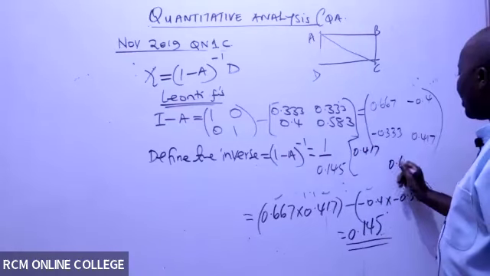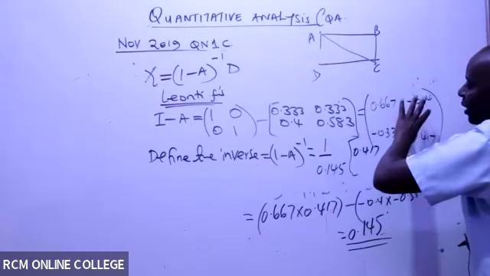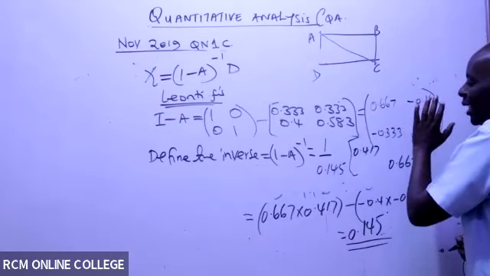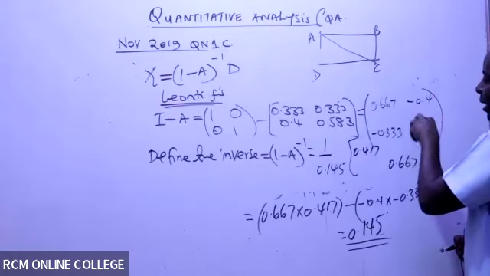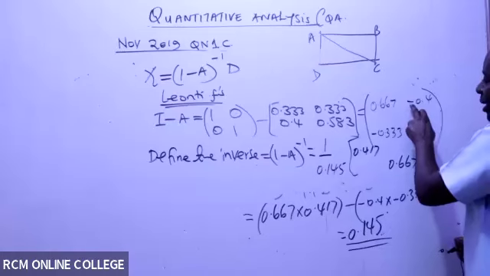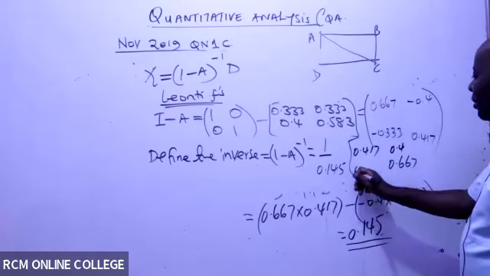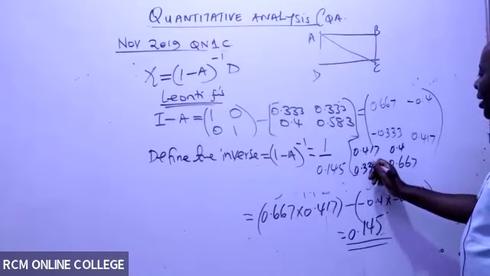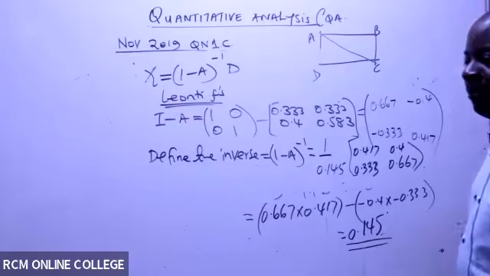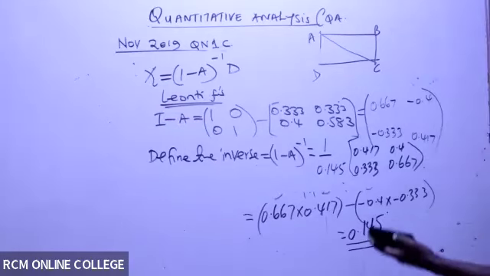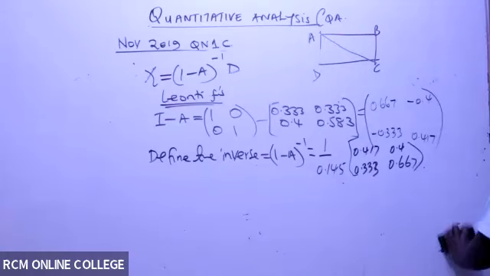0.417, 0.667. The secondary elements, these ones, we leave them where they are, but we change their signs. So like now this is negative. In the inverse form, it becomes positive. So this becomes positive 0.4, and this becomes positive 0.333, like that. That is the inverse.